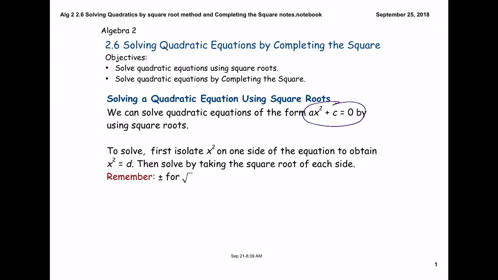equals 0, and there is no middle or b or linear term, bx, we can use square roots to solve the quadratic. We first want to isolate the x squared term, and then the inverse of squaring something is square rooting it, but we just need to remember that we need to put the plus or the minus in front of the square root sign.